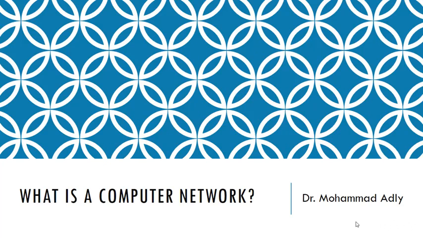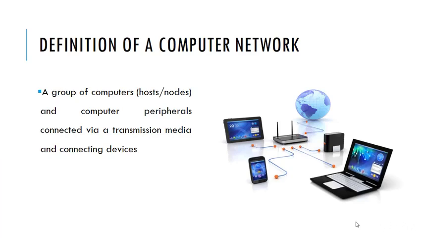Welcome to our course. Let's start our course by answering this question. What is a computer network? The definition of a computer network is simply as follows. It's a group of computers that are sometimes called hosts or nodes, and a group of computer peripherals that are all connected together via transmission media and some connecting devices. All of these elements form what we call a computer network.